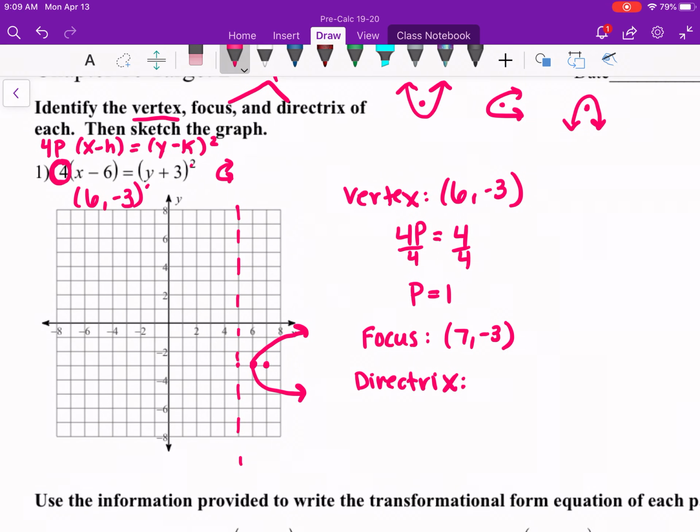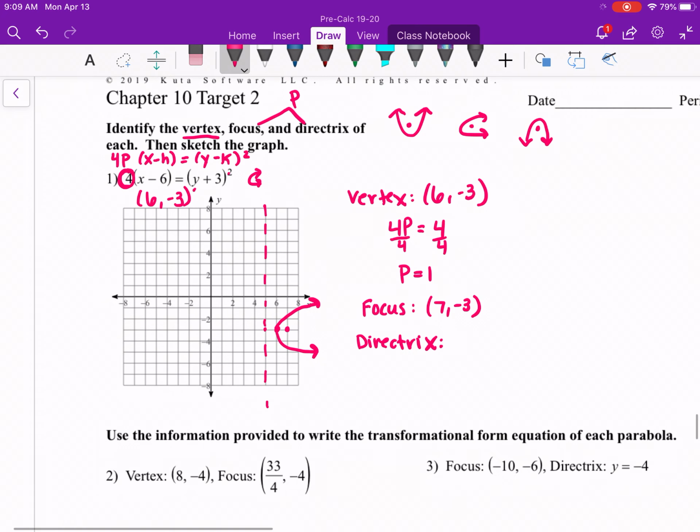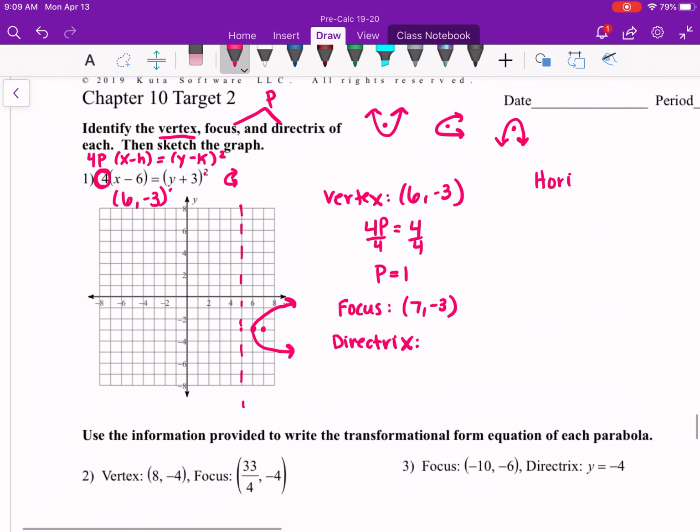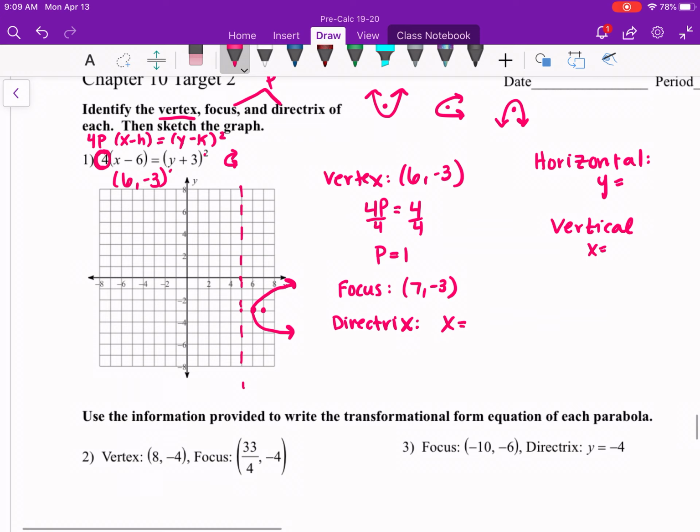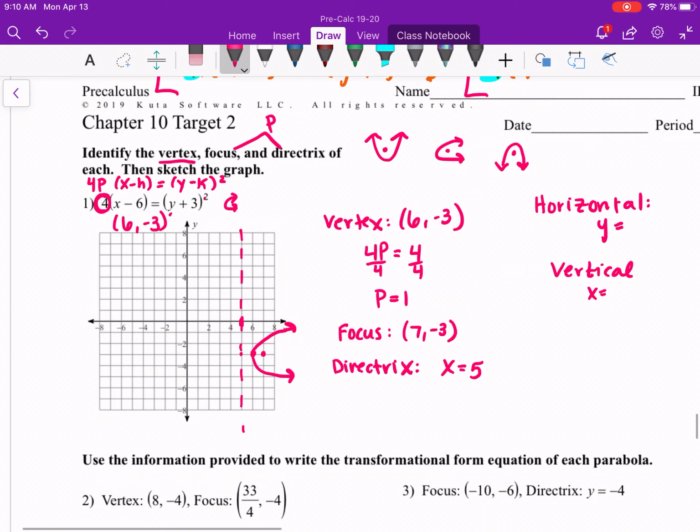Remember, a horizontal line is always y equals, if you want to jot that down somewhere. A vertical line is always x equals. So this is a vertical line. We're going to say x equals, and then it goes through +5. So that is my directrix. Remember, if the y term is squared and it opens left or right, that means your directrix is going to be vertical. If it is x squared and the parabola opens up or down, then your directrix will be horizontal. Okay, so moving on to the next one.